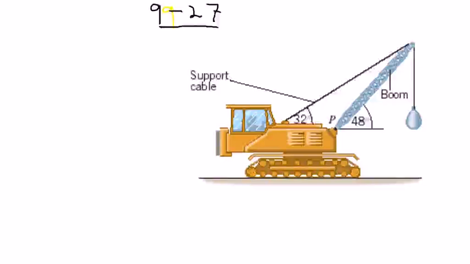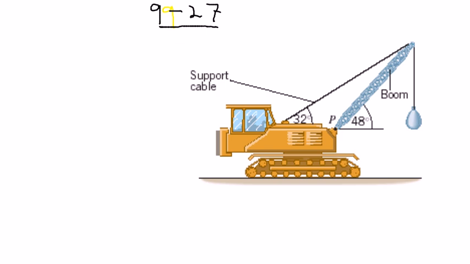So as you can see, we have this tractor, and we're given a few bits and pieces of information. We're told that it has a wrecking ball of a certain weight hanging from it. We're also told that the boom, being this rod here, has a certain mass, okay? We're told a certain weight, and we're asked to determine the tension in the support cable.